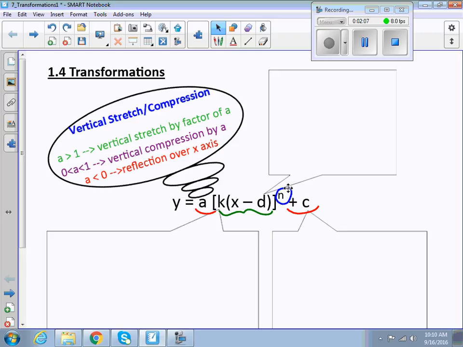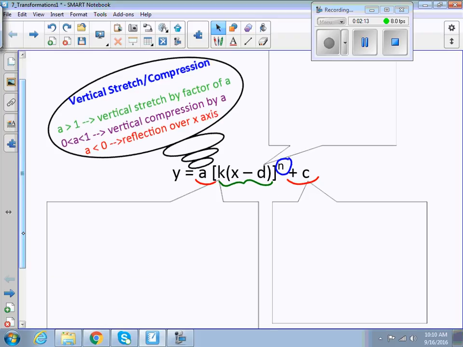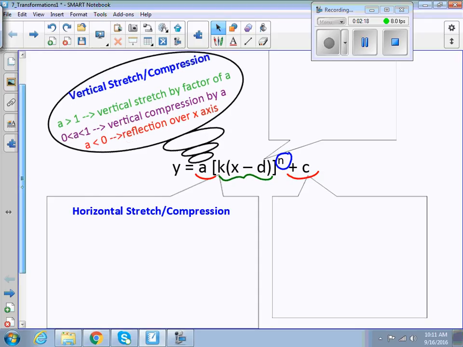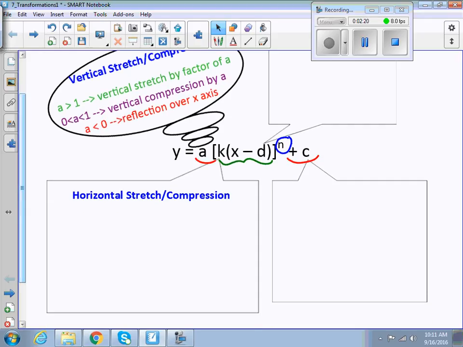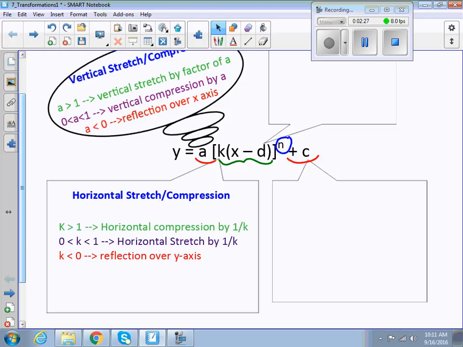Okay, so we kind of separate the negative sign and the number itself, right? Now, the k value, the next item, that's a horizontal stretch or compression. Something about k is that it's always going to be a factor of 1 over k, so it's the opposite of a. If k is greater than 1, then you have a horizontal compression by a factor of 1 over k. If k is between 0 and 1, it's a horizontal stretch by a factor of 1 over k. And if k is less than 0, then you have a reflection over the y-axis.